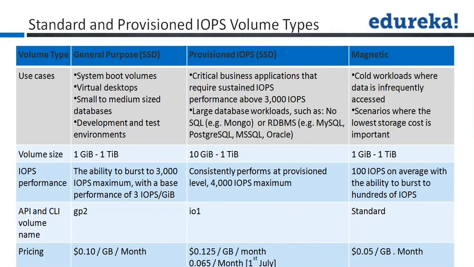Costing wise, they all cost differently. General purpose costs you 10 cents per GB, magnetic costs you only 5 cents per GB, and provisioned IOPS would cost you 12.5 cents per GB, but it also costs you additionally for the IOPS. So we'll see all that. Now one more thing, the provisioned IOPS price has decreased, so now it costs you only 0.065 cents. From 1st July, Amazon has decreased the price, so it's now becoming cheaper and cheaper.